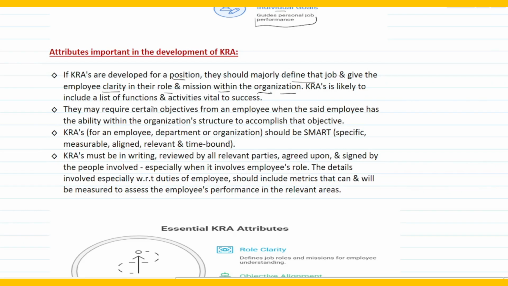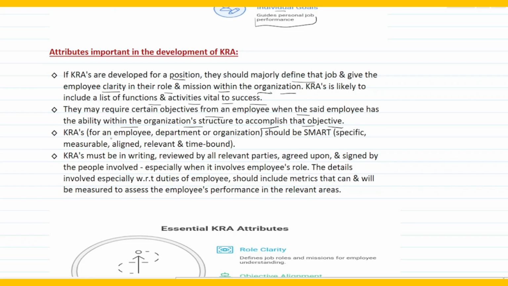KRAs is likely to include a list of functions and activities vital to success. So KRA basically lays down a list of functions and the activities that are very important for an employee to perform, and which is also important from a success point of view. They may require certain objectives from an employee when the said employee has the ability within the organization structure to accomplish that objective. So you basically can ask the employee to himself give certain objectives, so that the company can realize its true potential and that objective ultimately can be attained, right?